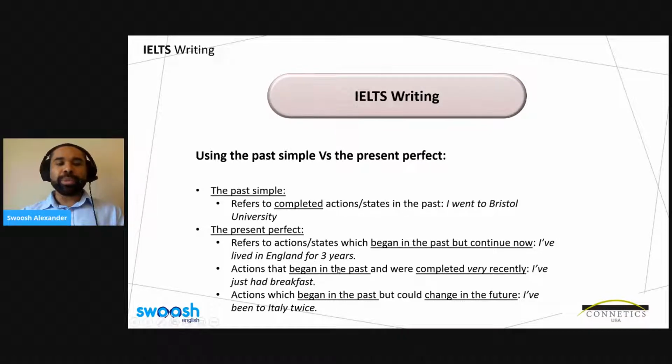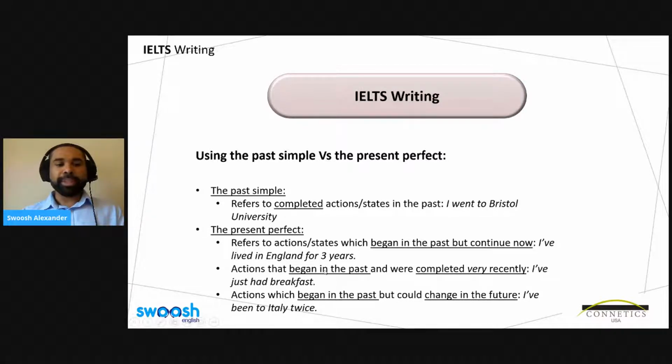So the first scenario we could use it in is to refer to an action or a state which began in the past but still continues in the present. So an example of this would be, I've lived in England for 3 years. So I came to England 3 years ago, but I'm still in England now, so it connects the past to the present.